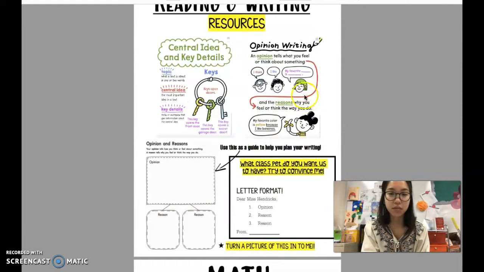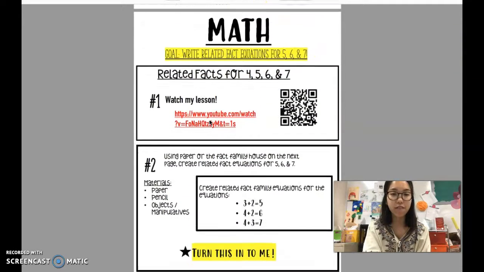I included some resources there. The opinion resource is the same as last week, as well as the opinion writing. I just added the central idea and key details thing to help you guys. If you want to talk through that, that'd be very helpful.